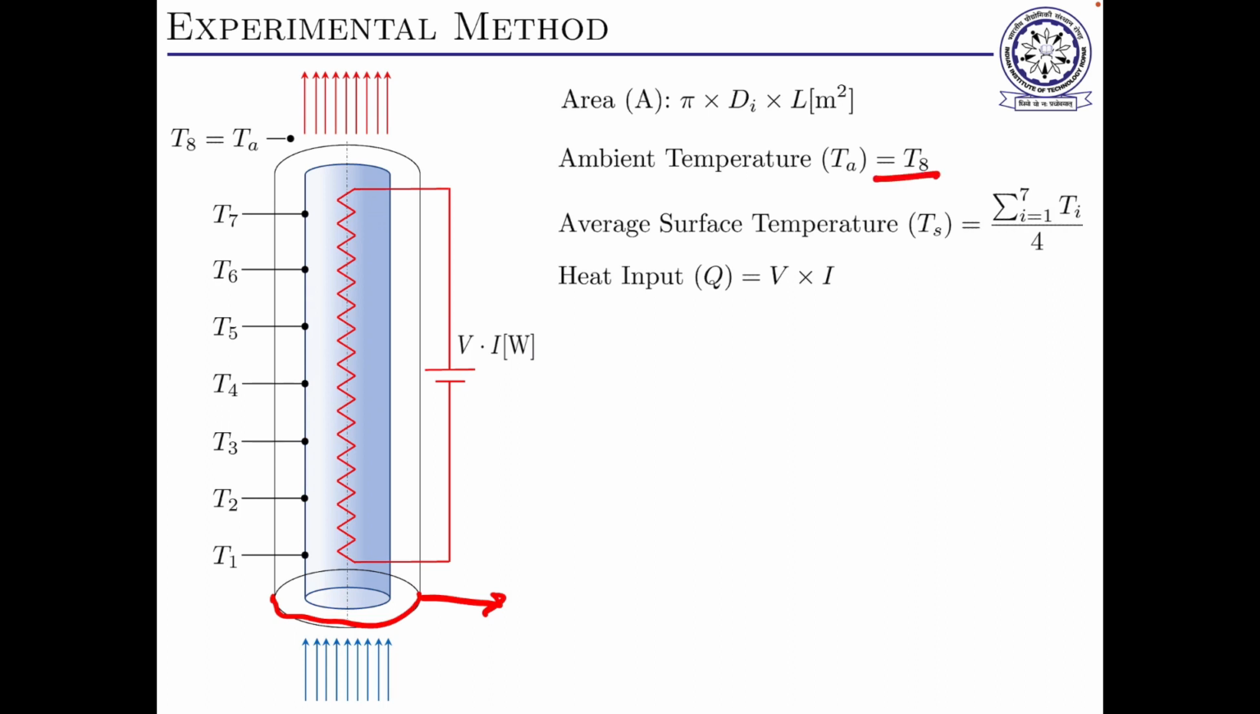This is the ambient temperature, this will be the average surface temperature, this is the heat transfer. So we can get this convective heat transfer experimentally for our natural convection, and in this case the system will be vertical.